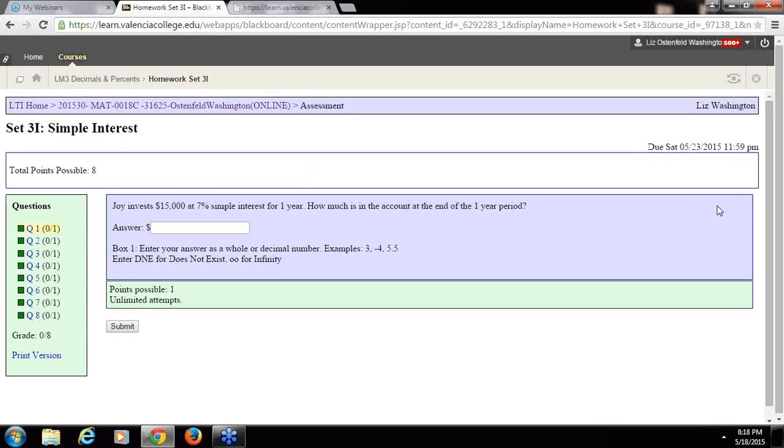Alright, number one. This simple interest is all about this little formula here. I equals PRT. Now, as long as you know what each variable stands for, the problem isn't that bad. So I'm going to start with I. The capital I stands for interest, okay?